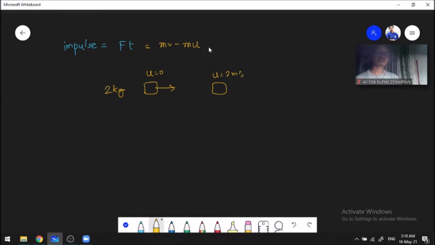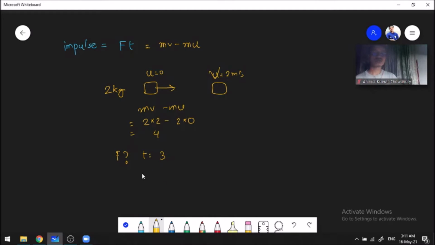So what is the change in momentum? The change in momentum is mv minus mu, where v is 2. So 2 into 2 minus 2 into 0. m is 2, v is 2, u is 0. So that should give you a change in momentum of 4 kg meter per second. So what will be the impulse? The impulse is equal to 4 kg meter per second, because impulse is equal to the change in momentum. Okay. So impulse is equal to 4 kg meter per second. From there, if the question asks you what will be the force, if the box has been pushed for 3 seconds.